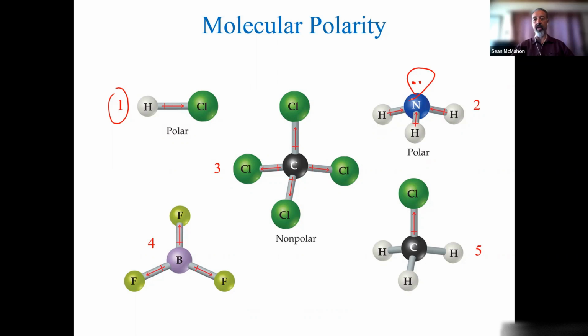Boron trifluoride, 3 bonds. Boron's an exception to the octet. Boron, like hydrogen and helium, doesn't want an octet. It's one of the exceptions. So boron just has 3 bonds. The 3 fluorines are all the same. This is nonpolar.